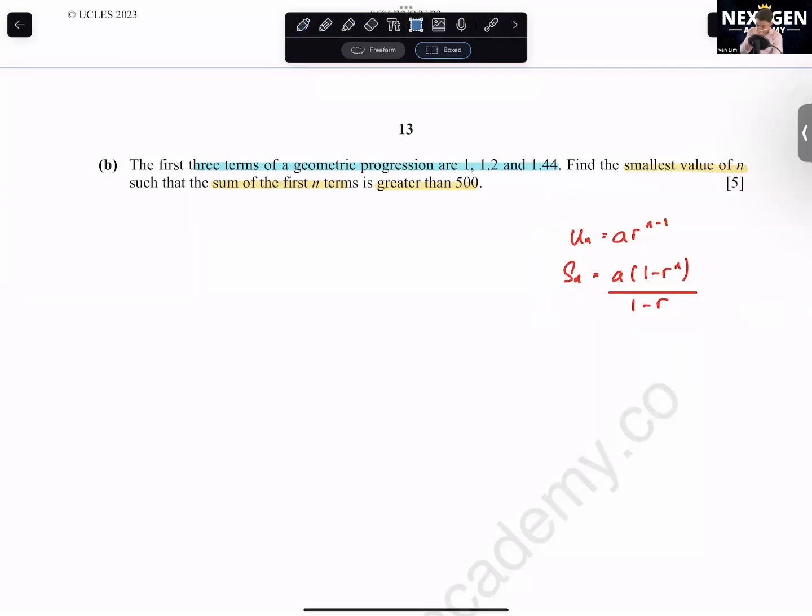First thing, I find my a and my r from these values. So a is your first term, 1. r is, you take the next term divided by the previous term, so you get r is 1.2. They say the sum of the first n terms is greater than 500. So as the sum is more than 500, we put it into the formula.